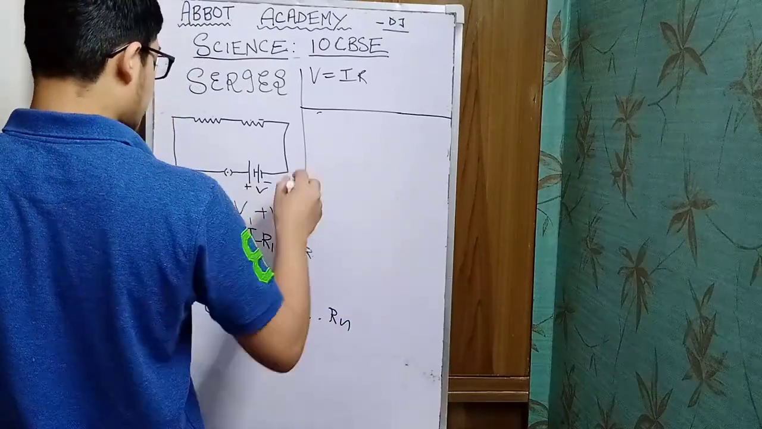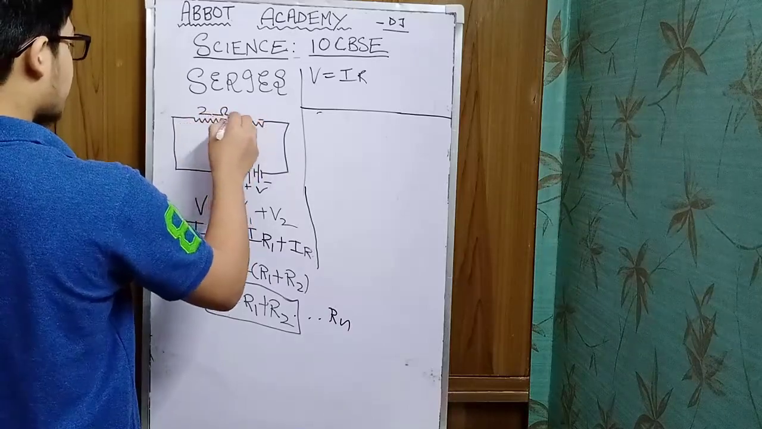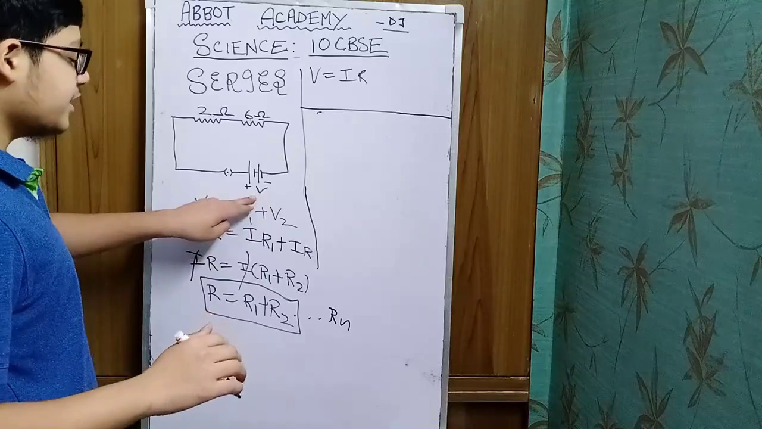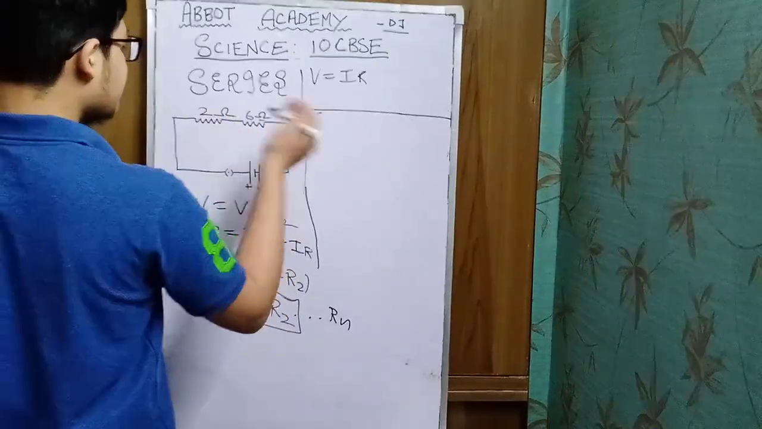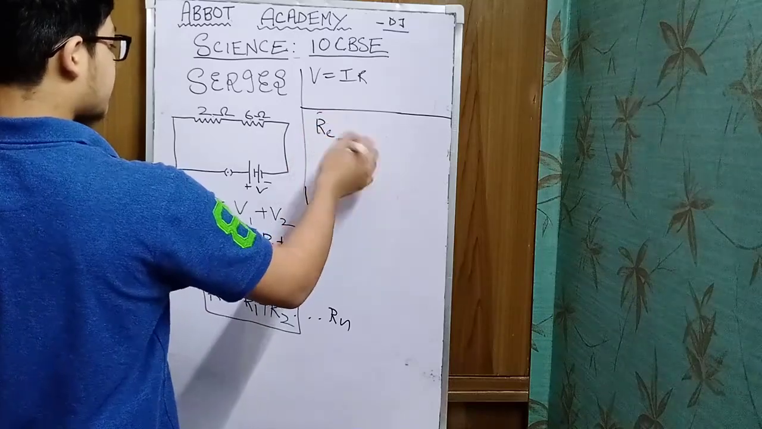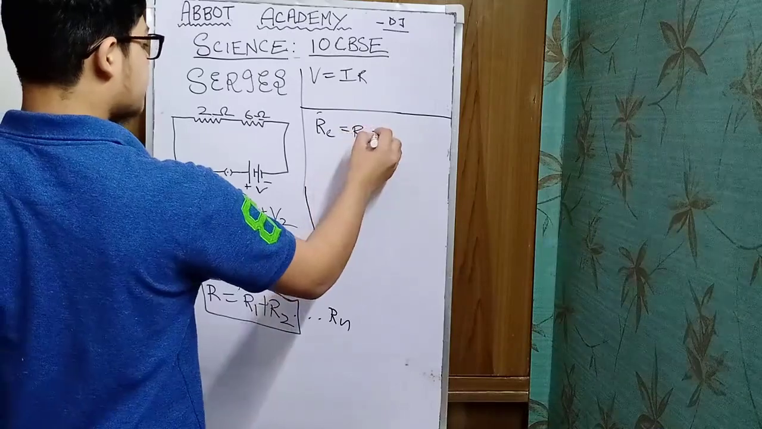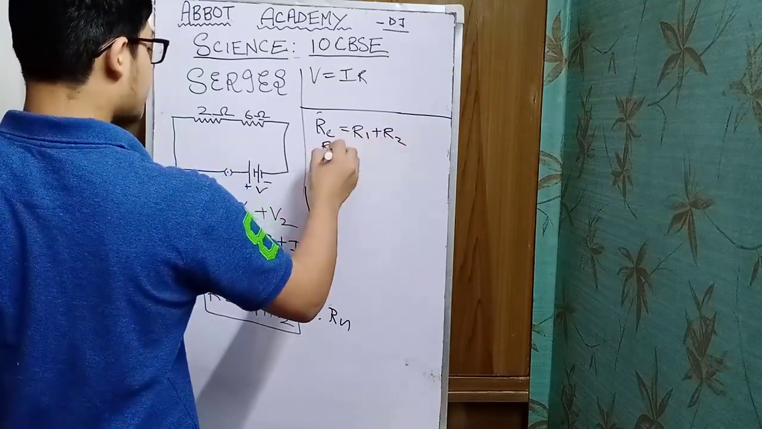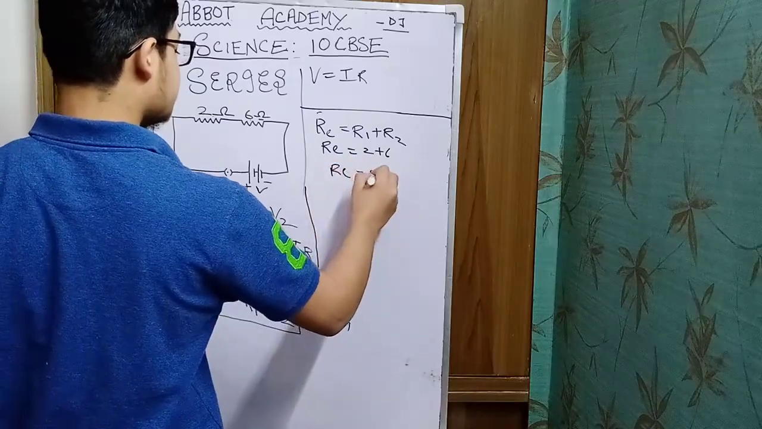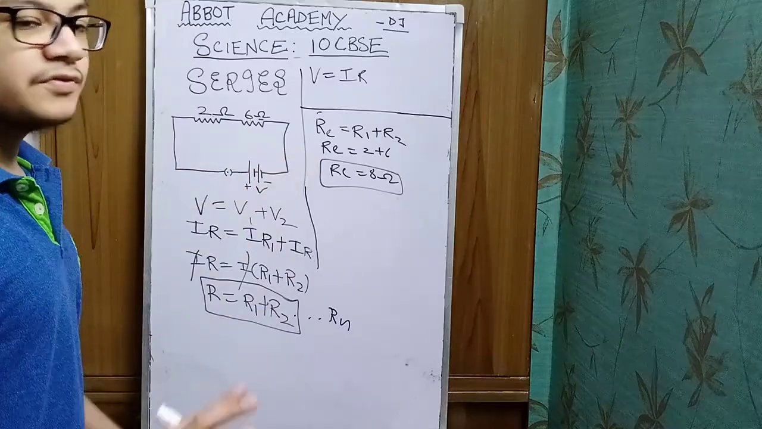So if I say that two resistances, say 2 ohm and 6 ohm, are connected to a battery of potential difference V, what will be the equivalent resistance? The equivalent resistance Re will be R1 plus R2. So Re will be 2 plus 6, Re will be simply 8 ohm. In this way we can find the equivalent resistance of series elements.